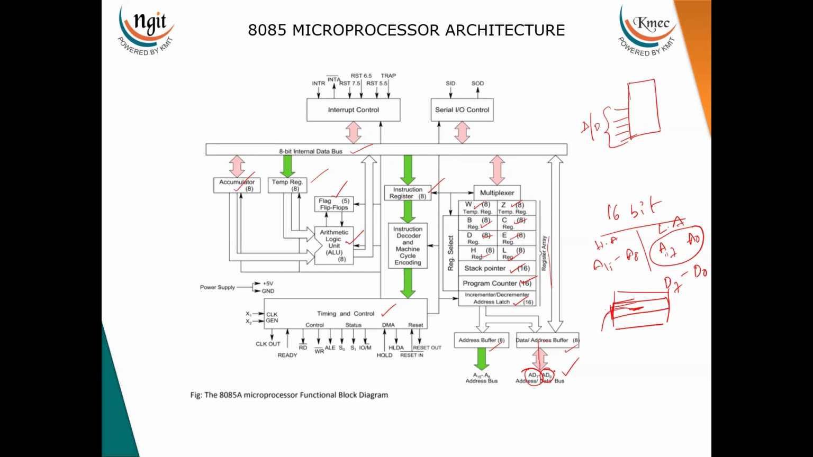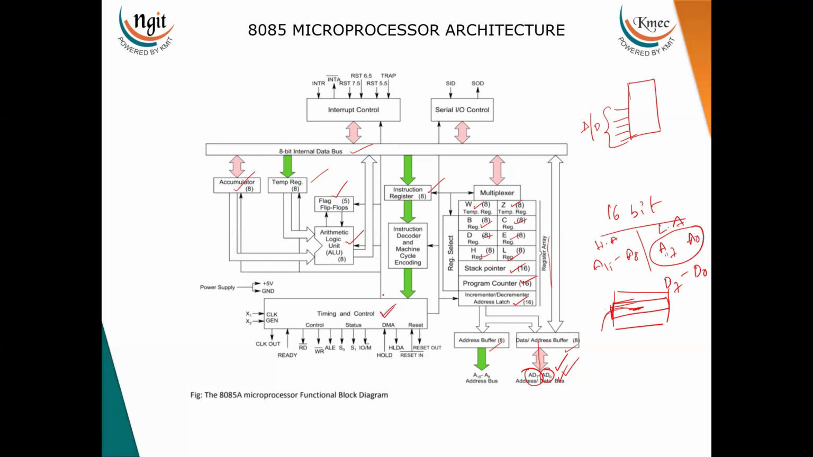address buffers and address bus. Now how does this address bus act? This lower order bus is latched. How it acts as an address bus and a data bus, we will see when I explain the timing and control signals. Now this is about the address bus. Now coming to the timing and control block.